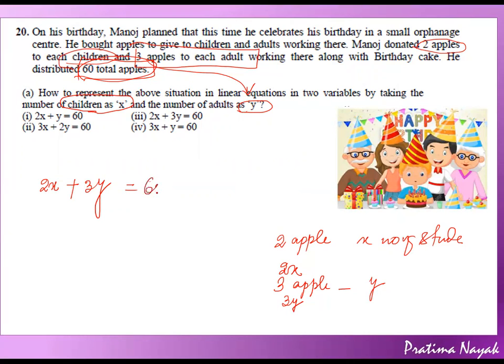2x plus 3y is equal to 60. So where is the answer? The answer is third. So for A, the third part is the answer. This should be very correct, otherwise the next part will be wrong.